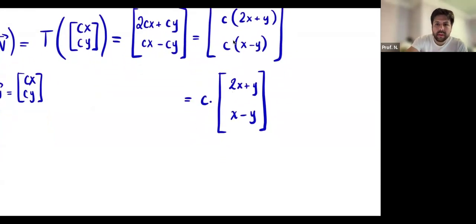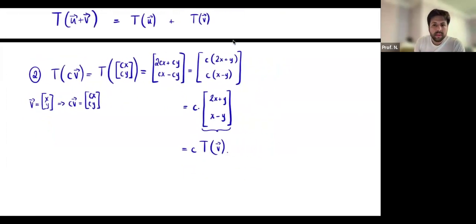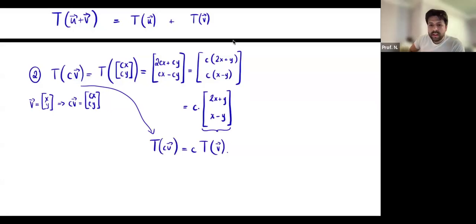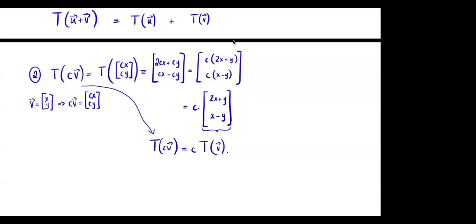But this is precisely T of V. So I just showed again, algebraically, that T of CV is C times T of V, right?